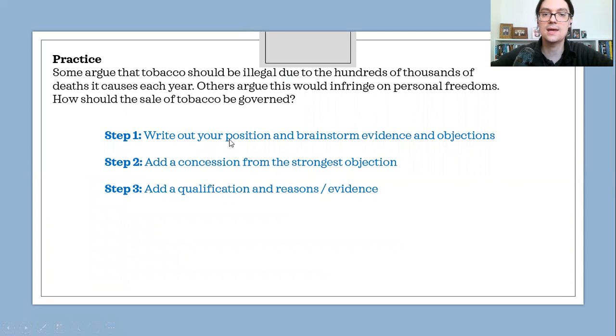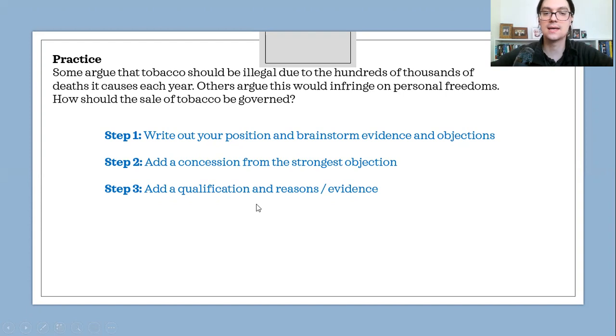So here are the steps. In step one, you want to write out your position and brainstorm evidence and objections. Sometimes you might want to do research and write out either side, the pros and cons of each position before deciding on your position. I recommend that approach, especially if you are new to the topic. In step two, you want to add a concession from the strongest objection. The reason we want to add the strongest objection is because a weak objection is going to seem like a straw figure fallacy. It's going to seem to the skeptics like you're not fairly representing their case.